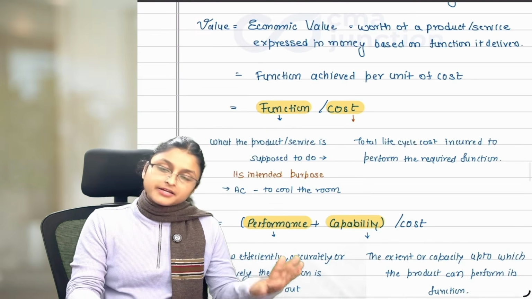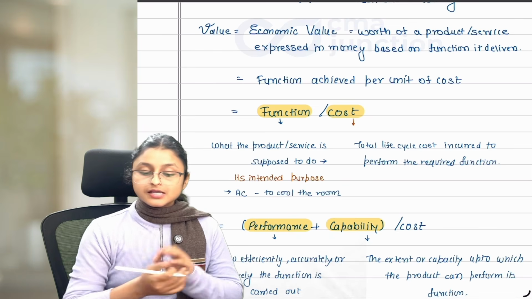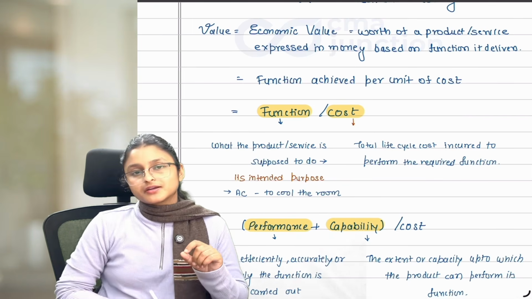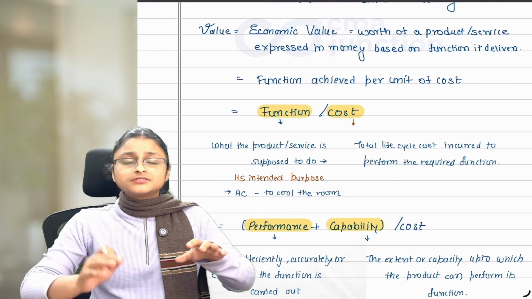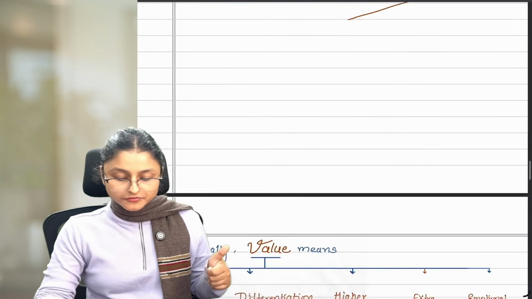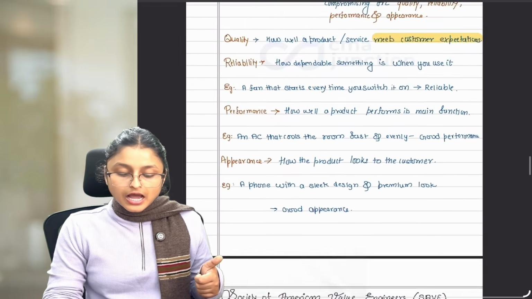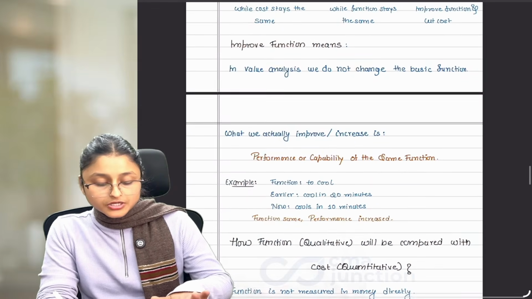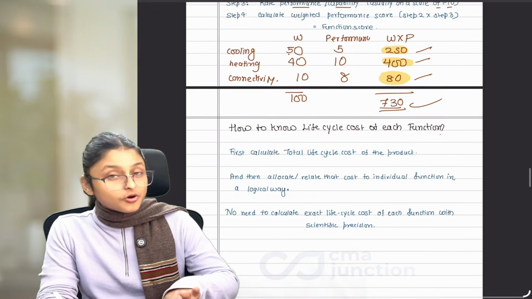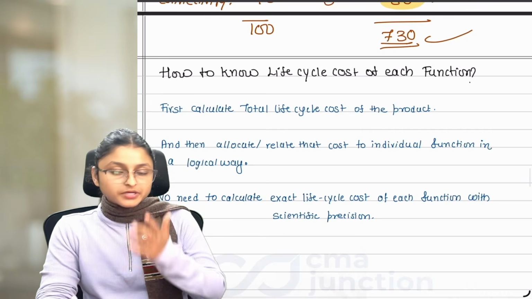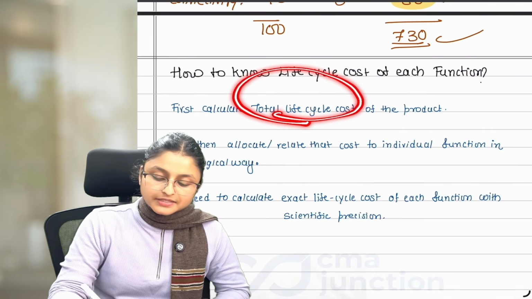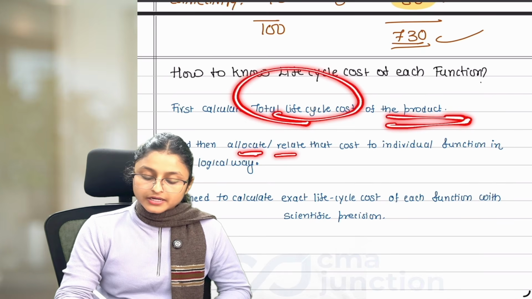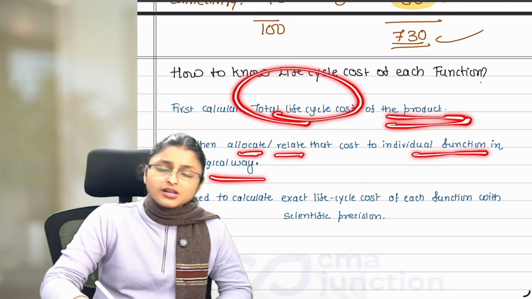Now we can compare it with cost, right? But the thing is, how will we calculate the total life cycle cost of a particular function? Think about it. I can calculate the life cycle cost of the whole product like we calculated for printers, right? But how will I calculate the life cycle cost of a particular function? That is very complicated, and for that, what is mentioned is you can calculate the total life cycle cost of the product. Then after calculating it, allocate or relate that cost to individual functions in a logical way.